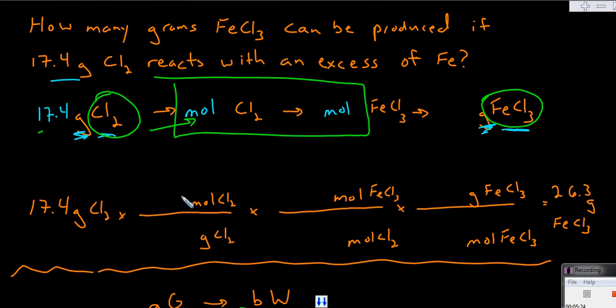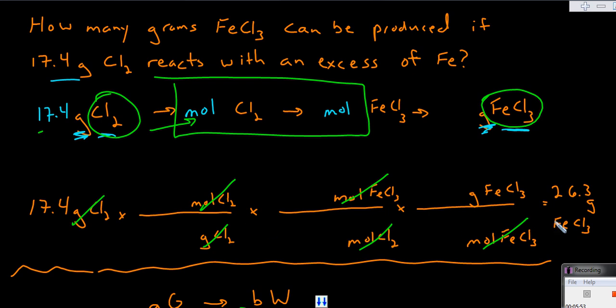And so to get out of the unit of grams of chlorine, we have that on top, and then we have it on bottom. Grams of chlorine into moles of chlorine. And then to get out of moles of chlorine and into moles of iron-3 chloride, we have moles of chlorine on top and then on bottom. And then to go from moles of iron-3 chloride into grams of iron-3 chloride, we have moles of iron-3 chloride on top and on bottom.